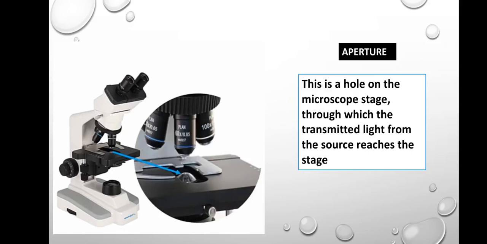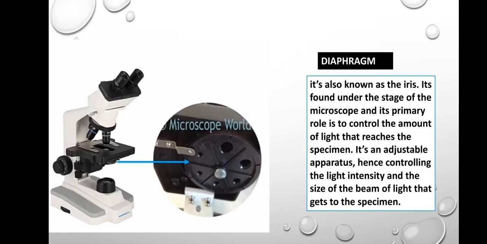Aperture. This is a hole on the microscope stage through which the transmitted light from the source reaches the stage. Diaphragm, also known as the iris, is found under the stage of the microscope, and its primary role is to control the amount of light that reaches the specimen. It is an adjustable apparatus, hence controlling the light intensity and the size of the beam of light that gets to the specimen.